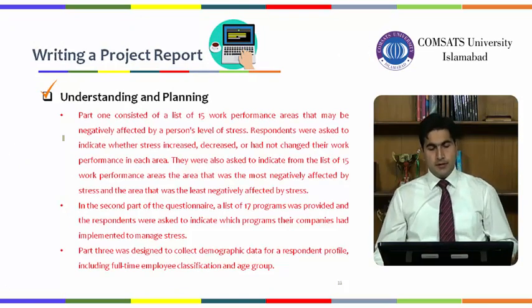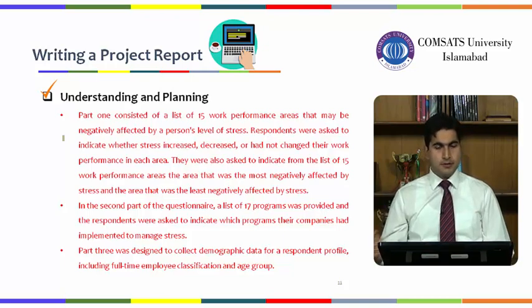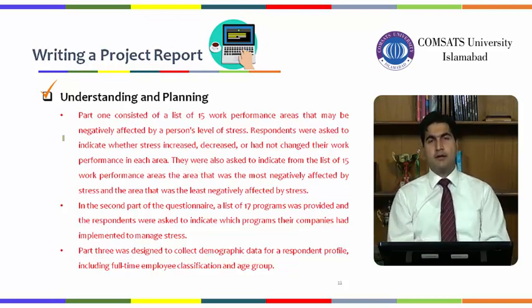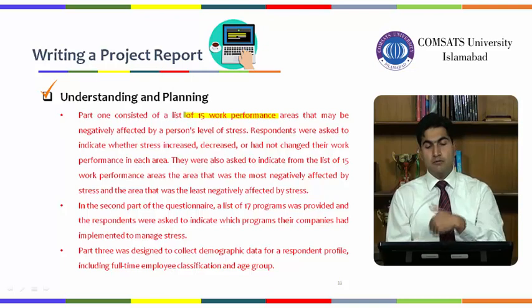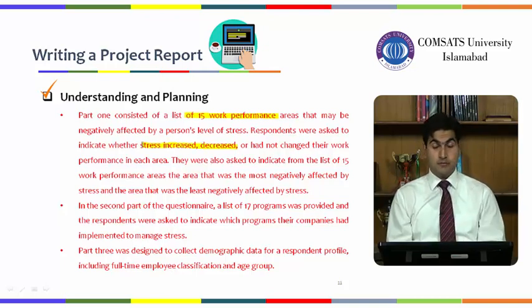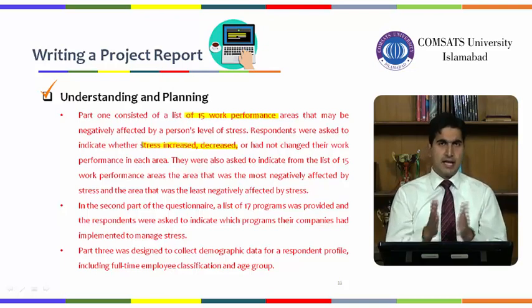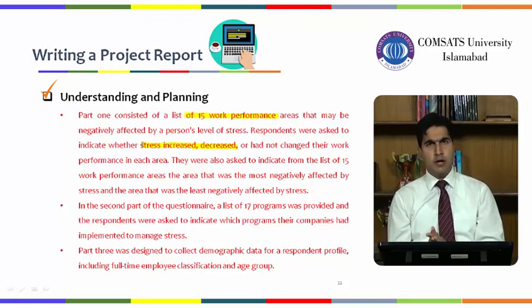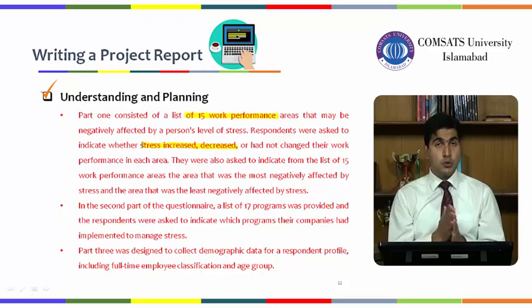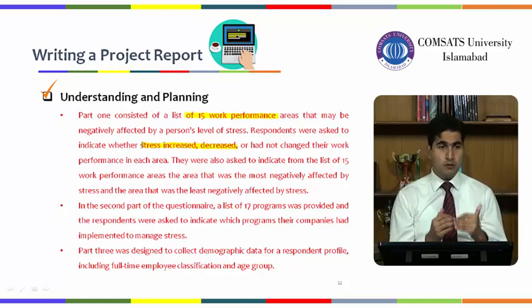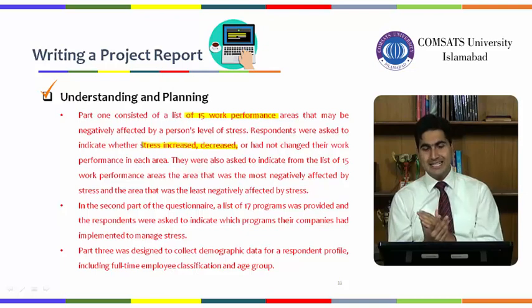Now just look at it. I just talked about it to make you understand, and right now these things are written here for you as well. Part 1 consists of a list of 15 work performance areas which will be marked by the respondents, whether it increased or decreased. So this is the point. And the second part of part 1, which I missed, I guess I miscalculated, is where they had to mention which one was highly affected and which was least affected.